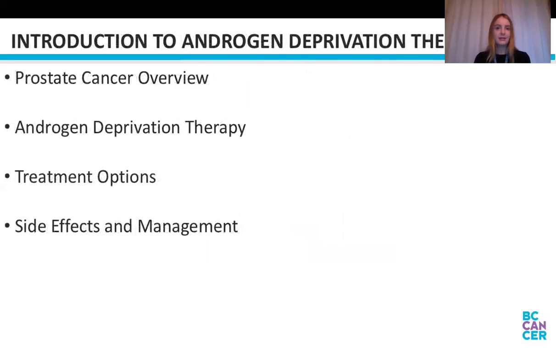Today's presentation will be providing a brief overview on prostate cancer, discussing how androgen deprivation therapy works, what the treatment options are, and what the side effects are and how to manage them. This presentation will provide a lot of information and list many side effects for ADT. While this can feel very overwhelming, just know that not everyone has side effects from ADT, and most people do not experience all of them. We cover everything just in case someone is struggling with that specific side effect.